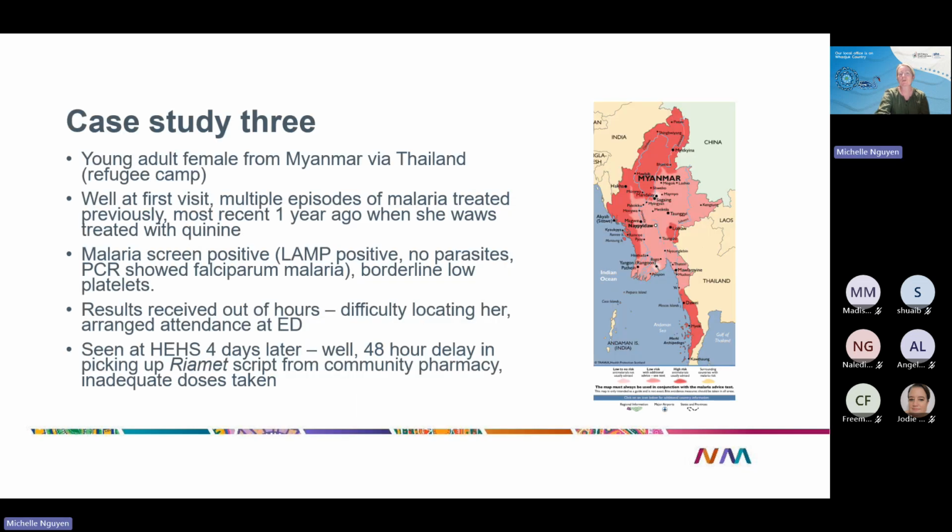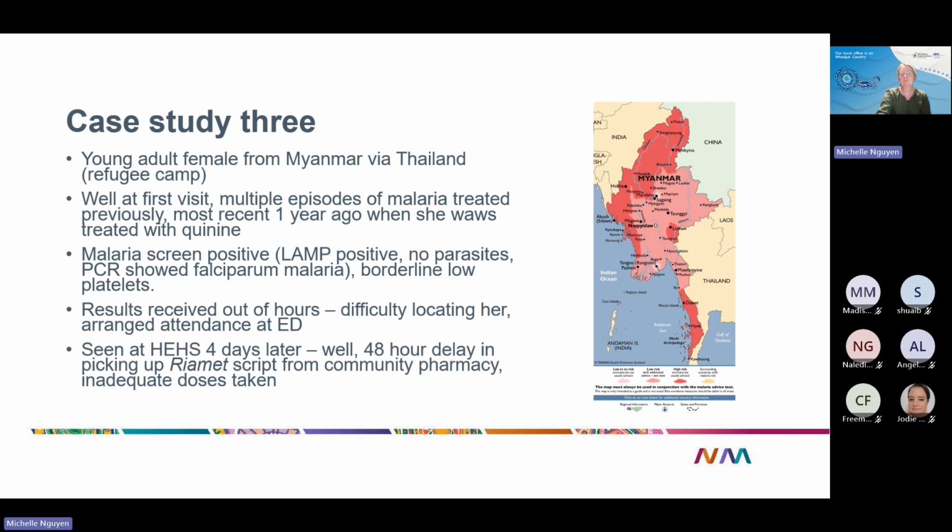Okay, so moving on to another case study. This was a young adult female from Myanmar, again via a Thai refugee camp, who was well at her first visit, but she did report having had multiple episodes of malaria treated previously, with the most recent being about a year prior, when she was treated with quinine, which is a slightly unusual treatment to use first line, but that's the history that she gave.